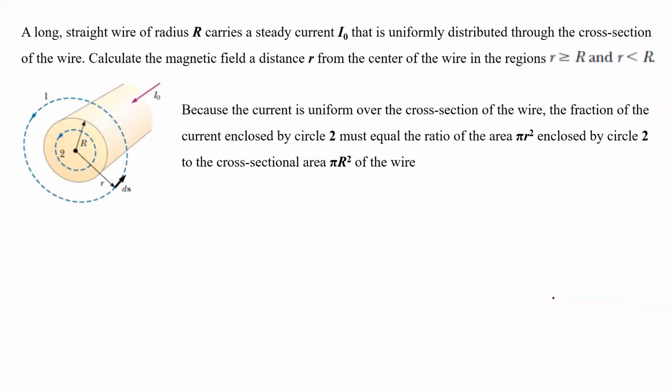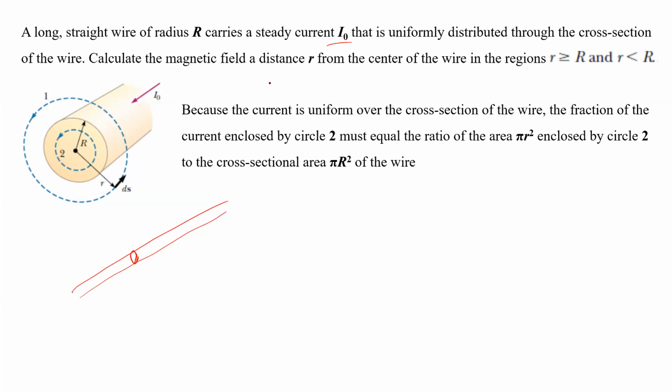Now let us consider a long straight wire of radius R. For a straight wire we can consider a cylindrical cross section. The cross section has radius R and carries a steady current I0 that is uniformly distributed through the cross section of the wire. Calculate the magnetic field at a distance r from the center of the wire in the regions r greater than or equal to R and r smaller than R.